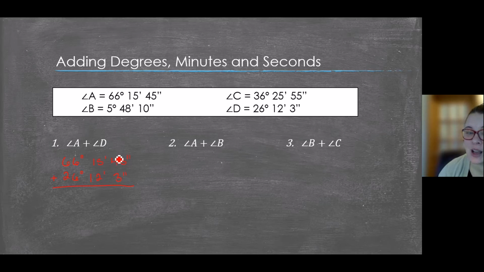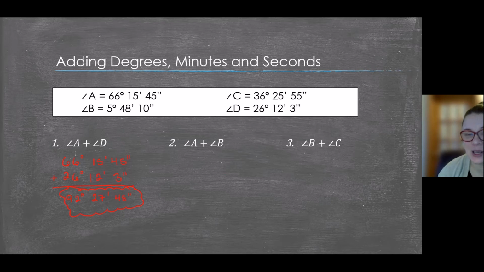Then we just add straight down. So 45 and 3 is going to give me 48 seconds. 15 and 12 give me 27 minutes. And 66 and 26 give me 92 degrees. And that gives us our final answer. So nice and easy to do those that way.